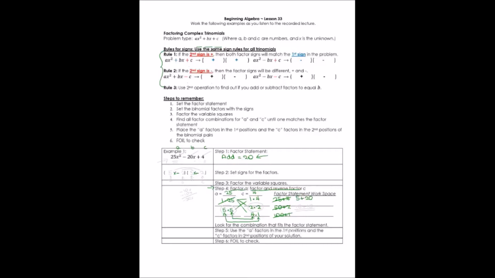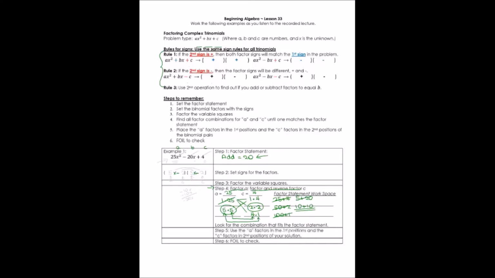That's still not going to equal 20, is it? That would be 25. The next combination, 5 times 2, is going to give me 10, plus outside 5 times 2 gives me 10. I like that one. It works. Here's the factors I use to get there.